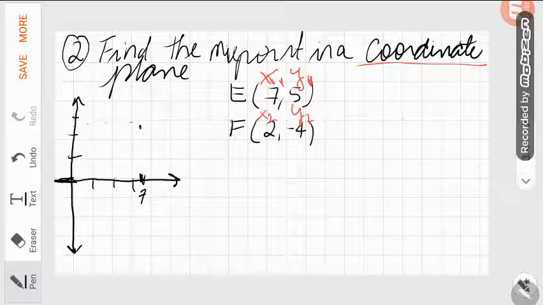So these two will find each other, will meet each other here. So technically we could say that this point right here would be the point E. Okay? Now let's locate the coordinates.